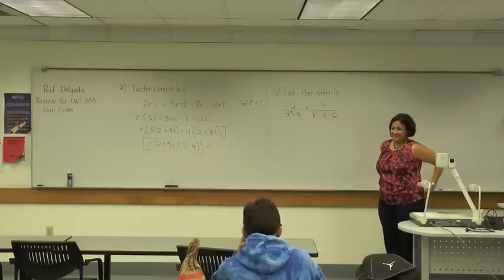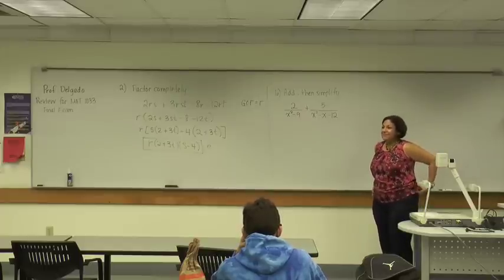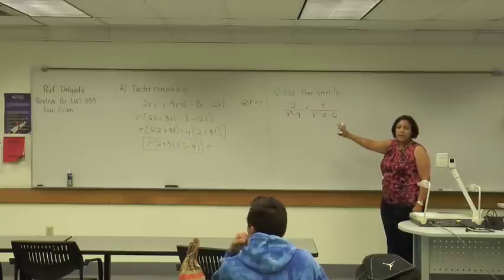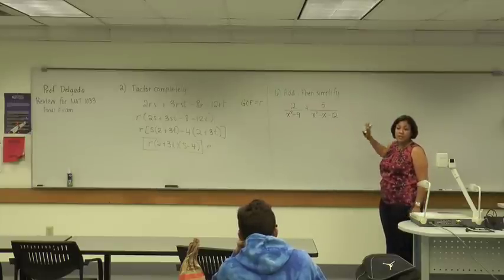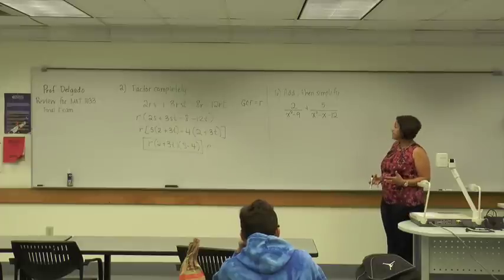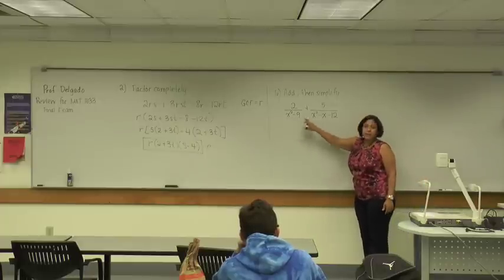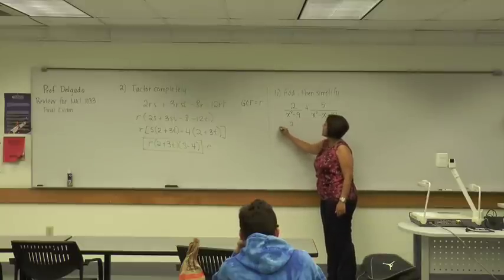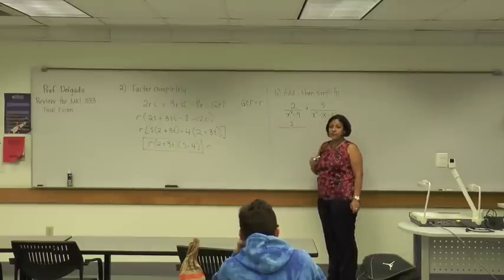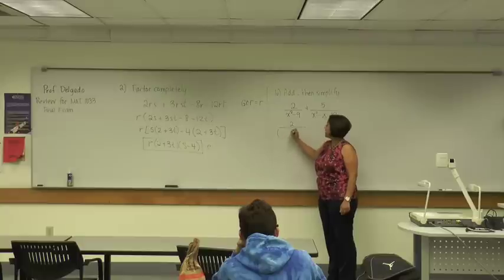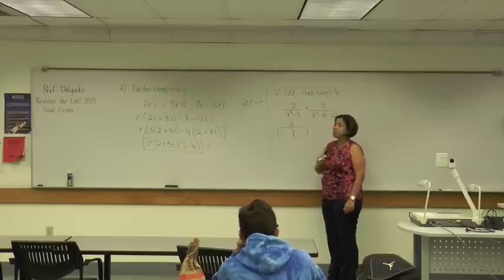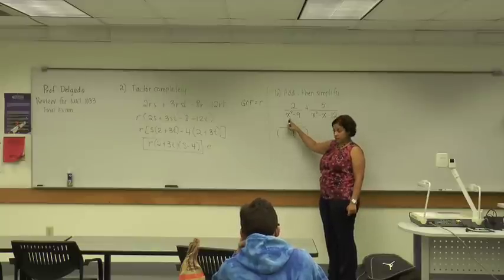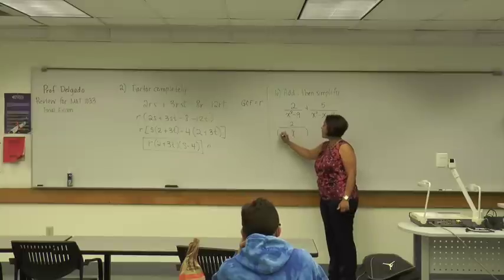Fractions? Common denominator, right? Right now we have different denominators. Somehow we have to change these so that they become the same denominator, right? So we're going to start by factoring the 2 denominators. Here we have a difference of squares. So that factors how? x plus 3 and x minus 3. Good. X plus 3 and x minus 3.